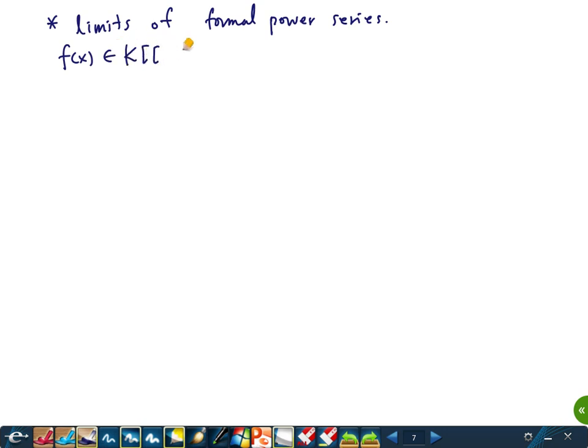All right. Now I'm going to talk about limits of formal power series. Yes, we do have limits, a definition of limit. So f of x, a formal power series. Also, let me write this as a formal power series like this.